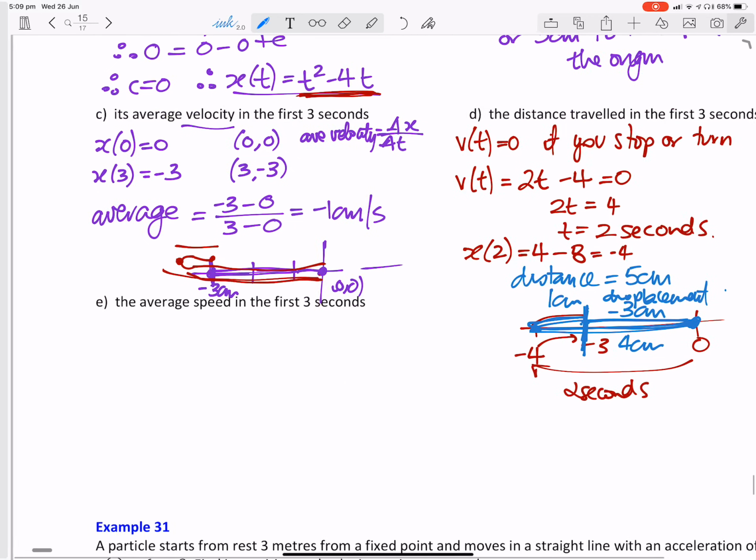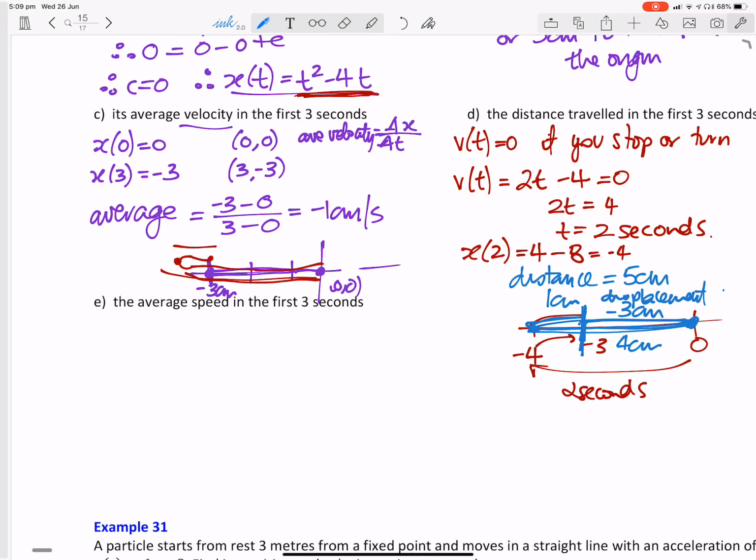If I want to work out the average speed, we've got its average velocity, which is negative 1 centimeter a second. Our average speed is our distance over time. Forgot to write speed. Our speed is always positive, it doesn't have direction.